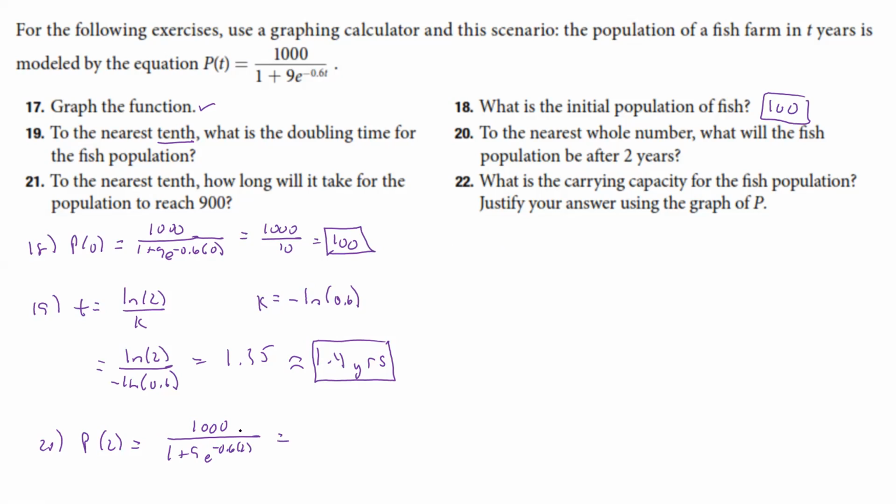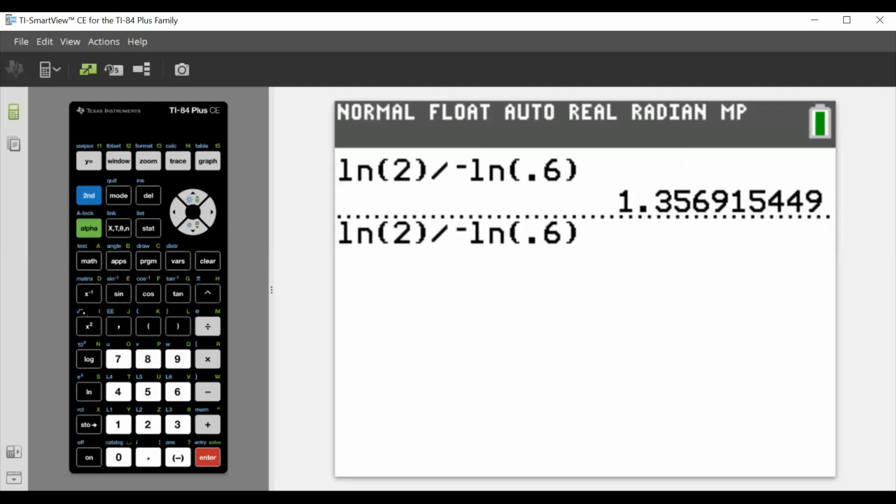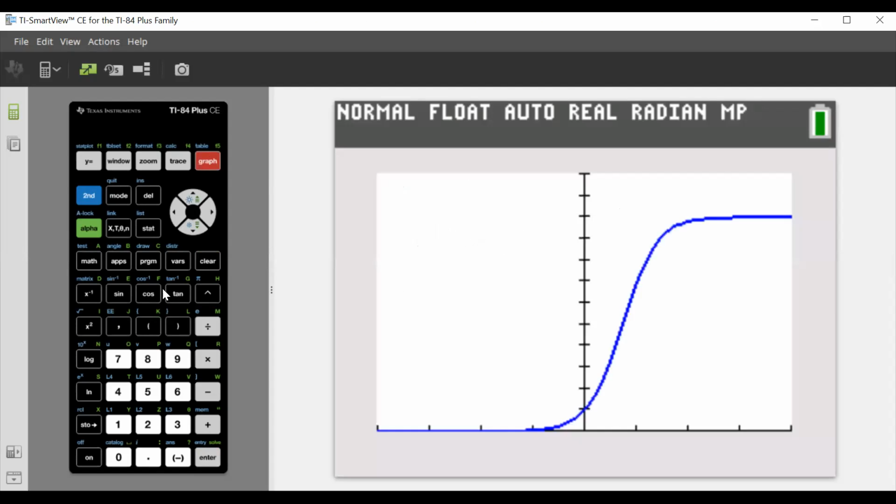We can plug it in here and get our value, or we can go ahead and plug it in our graph. Hopefully... I don't know if we actually still have it. We don't have it anymore. All right, so what we can do is go to our graph and trace and find out what P(2) is.